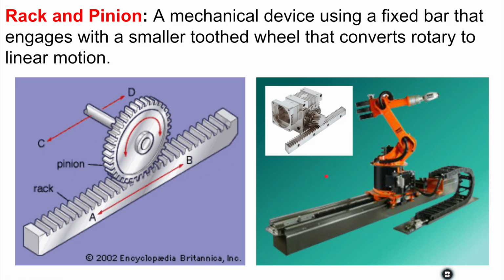And you can see that this is often used in things like robot gantries. This is a gantry. So this robot will be able to move back and forth on this gantry, and it's going to be using something like this rack and pinion to do that.